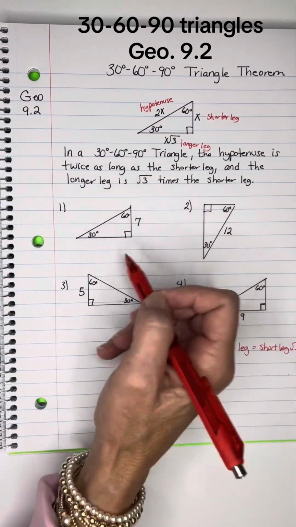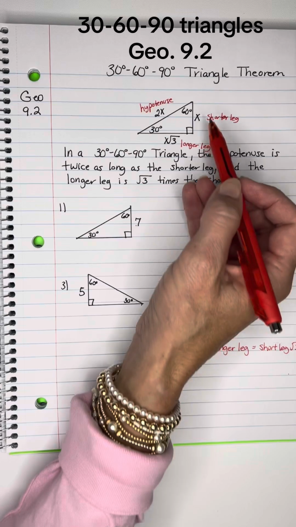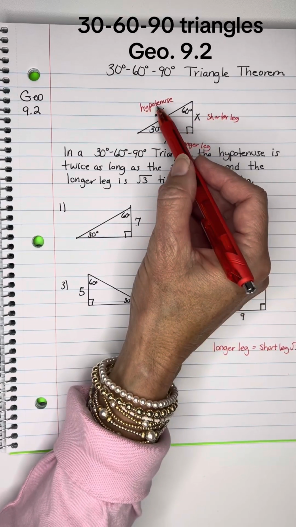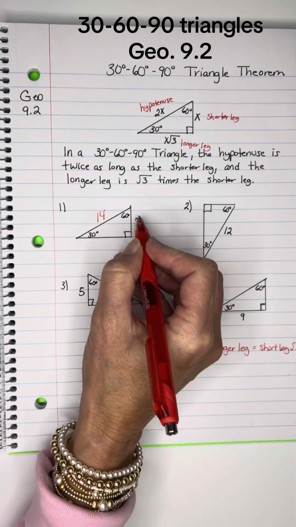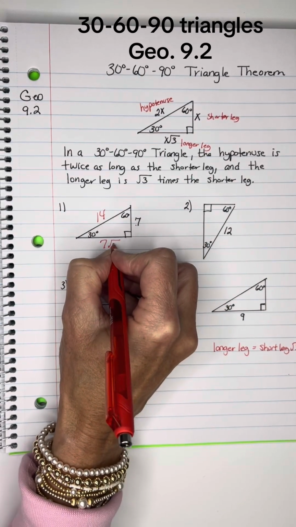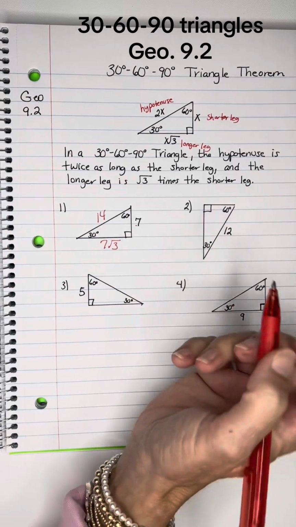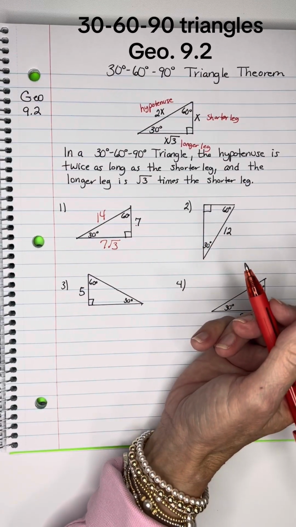All right, so let's look at this one. 30-60-90. My short leg is 7, so the hypotenuse is going to be 2 times 7, which is 14. And then my longer leg is the short leg times root 3, so that's 7 root 3. Just a quick thing to remember, you wouldn't have to use the Pythagorean theorem to do it.